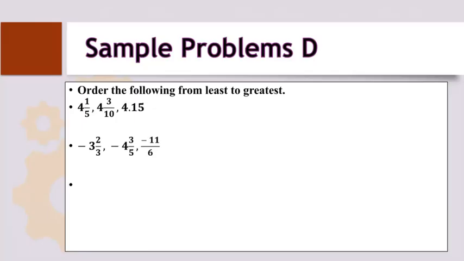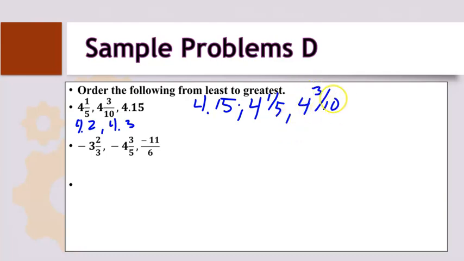In our last couple, here we got mixed numbers involved. So 4 1/5 would be 4.2. So we got 4.2, 4 3/10 is 4.3, and then we got 4.15. So the smallest would be 4.15. Then it would be 4 1/5, and the largest would be 4 3/10.